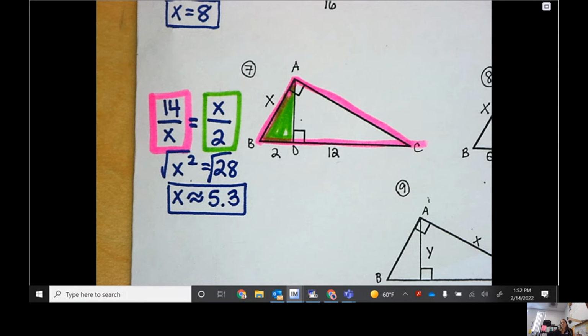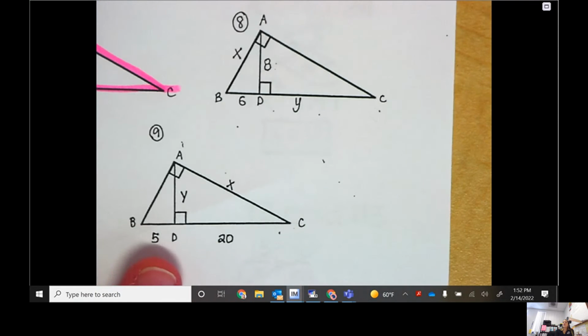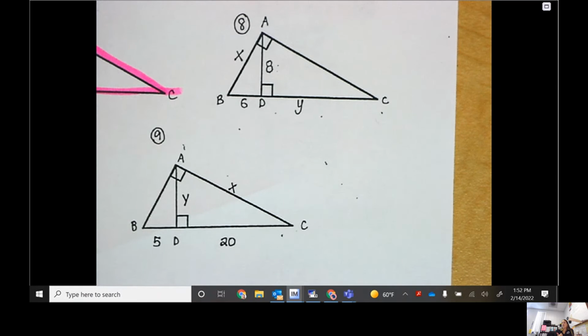You're good to go. Okay, now the last two that are left, why are they a little bit different? They have y's, which means you're going to have to do both an altitude and a geometric mean with the leg as well. That means you're going to have to do 2 different steps.